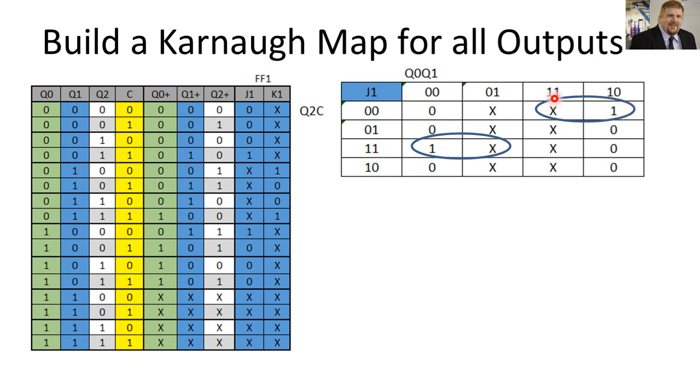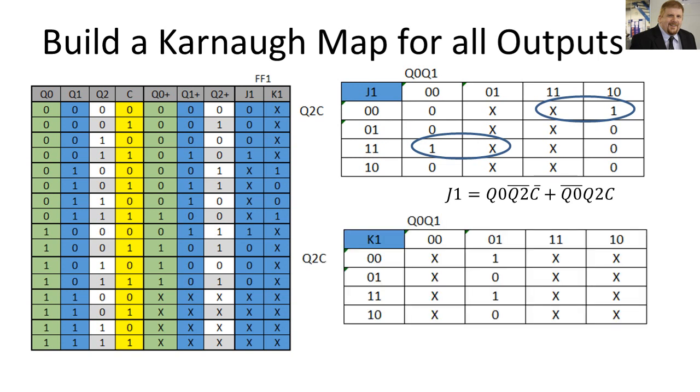And here we have, oh, Q1 disappears again. And we have Q0 and not Q2, not C. So that's possibly the most complex of our functions we might need to build. Two 3 input AND gates all together.